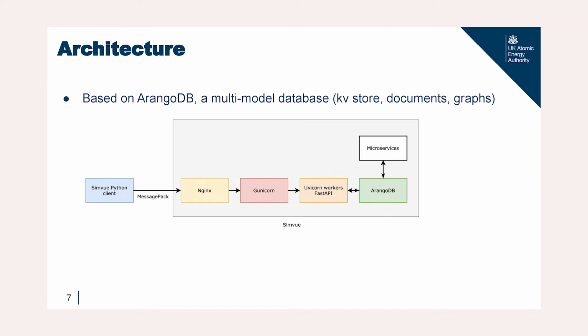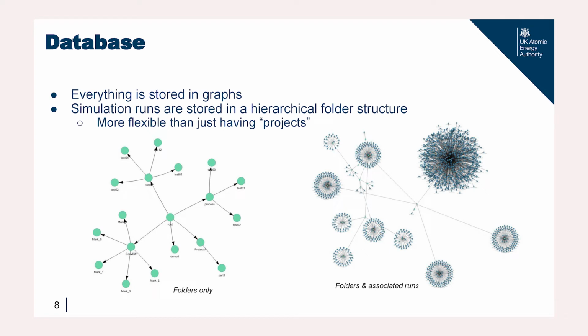Then we're using FastAPI to provide the REST API, and it's connected to the database, and there are a number of microservices that do various things, for example, managing alerts or keeping track of heartbeats from each simulation run. It's a graph database, so everything is stored in graphs. For example, users can store their simulations or assign them to different folders, as a way to help people keep track of things.